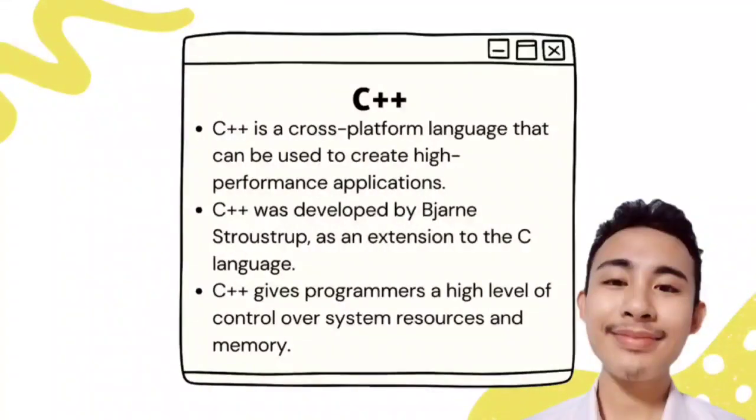Next, we have the C++ programming language. C++ is a cross-platform language that can be used to create high-performance applications. C++ was developed by Bjarne Stroustrup as an extension to the C language. C++ gives programmers a high level of control over system resources and memory. The language was updated 4 major times from 2011 up to 2020.